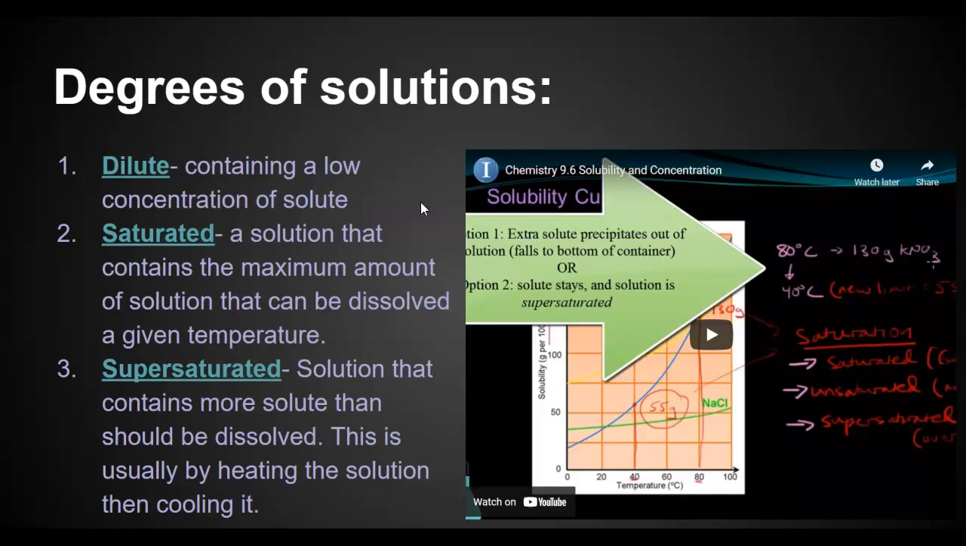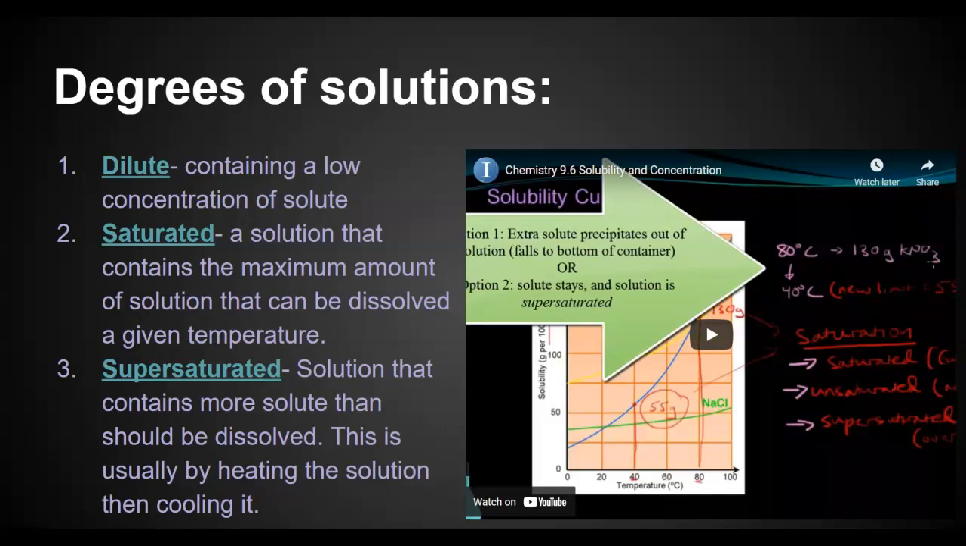Now, then there's one called supersaturated. Supersaturated is only formed when you heat a liquid, add more solute than you would normally be able to get to dissolve, and then allow it to cool. We call that supersaturated. So these are your super sweet teas.